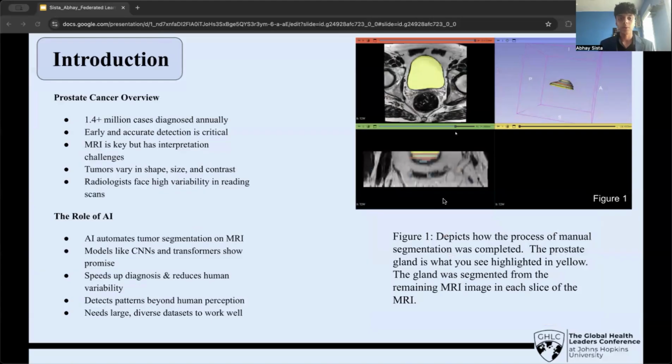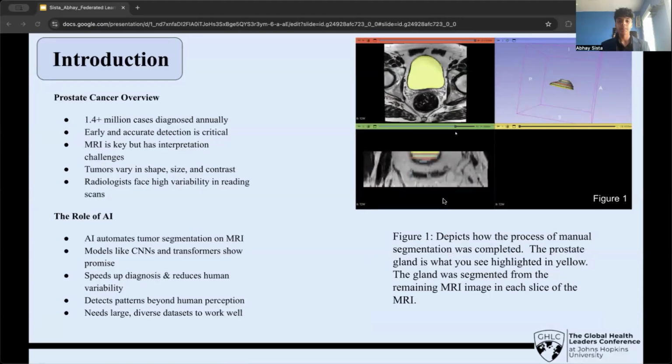So why prostate cancer? Prostate cancer is the second most common cancer in men around the world, with over 1.4 million new diagnoses every year. Early detection is essential because it can lead to much better treatment outcomes. MRIs are one of the best tools we have for detecting prostate cancer. They're non-invasive and can pick up on subtle signs of disease.